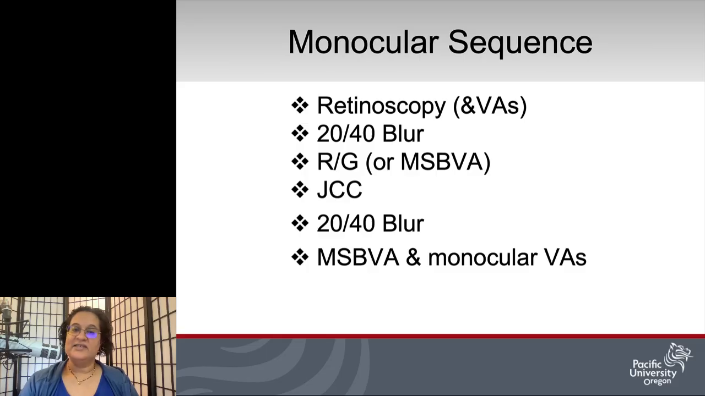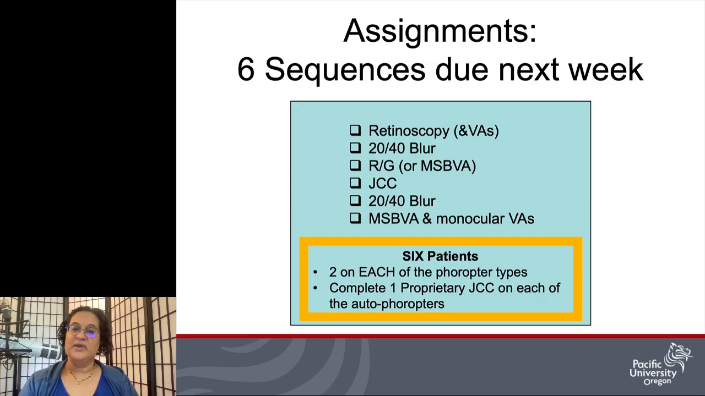There are only a couple of steps that remain in completing our distance refractive sequence after this, and those both involve binocular testing. So at this point with these steps, you've completed the monocular testing on your patient. For next week, there'll be 6 sequences due. Now you know the whole monocular portion of the sequence. So you'll do 2 on the manual phoropters, and then you'll complete 2 on each of the automated phoropters, one time using the standard JCC lens and the second time using the proprietary JCC lens.